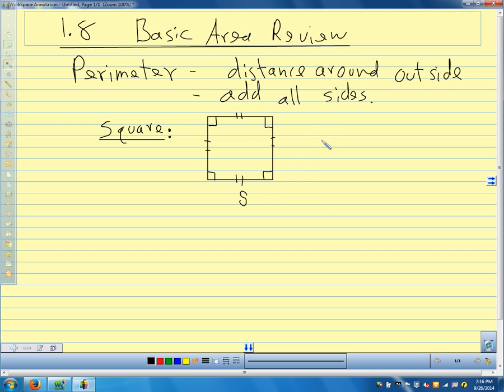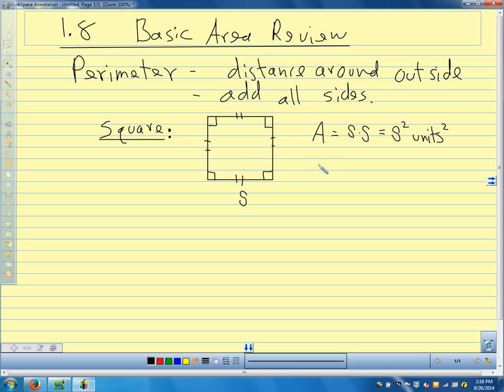How do we find the area of this square? Base times height, length times width. So if the length and the width are S, how do we write that? S times S. What's another way of writing S times S? S squared. And since we're talking about area, our units are going to be units squared. So square inches, square miles, square meters, something like that.